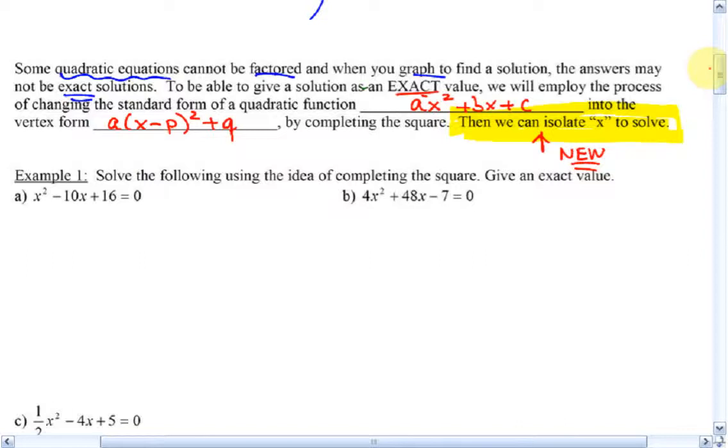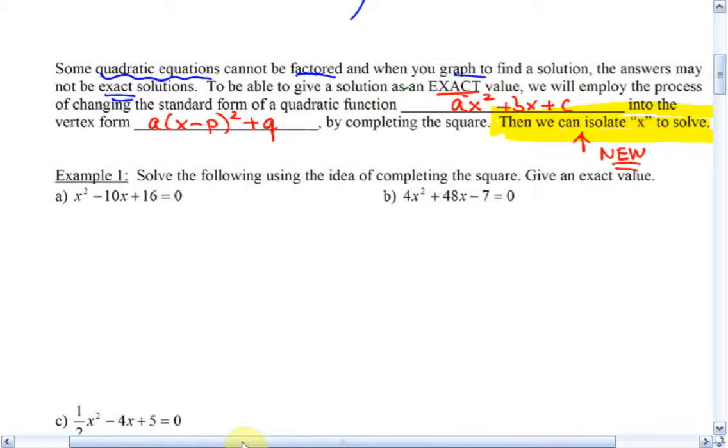All right, example number 1. We've got x squared minus 10x plus 16. So the first thing I want you to do is always complete the square. So step 1 is to always just complete the square. Okay? So let's do it.